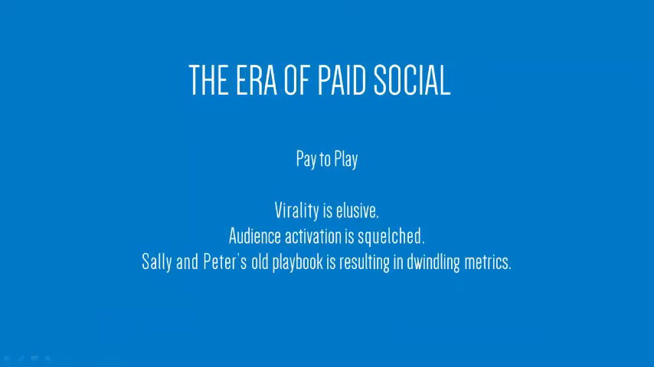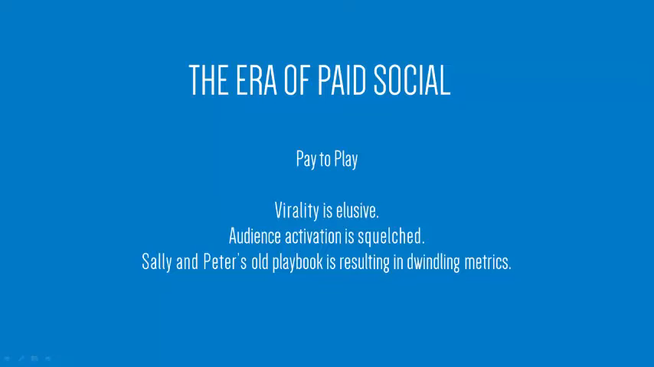So, 2012 was when that first happened. As you can imagine, we're well into the era of paid social. Almost every single social platform now that matters is pay to play. Virality, it's elusive now. It's hard to find within the social media platforms. Organic audience activation has been squelched. It's really hard organically to go out there and find your audience and activate them for anything short of something that, again, has gone viral, but that's hard to find again.